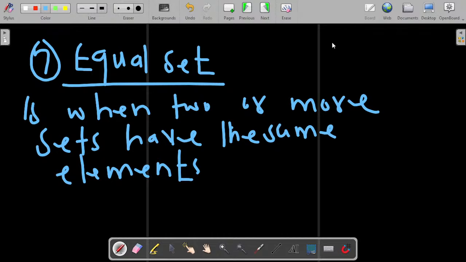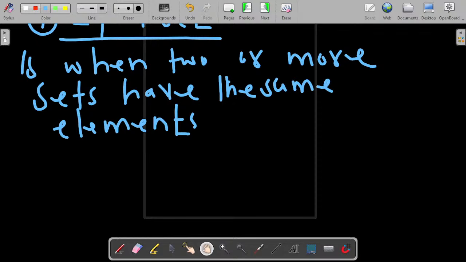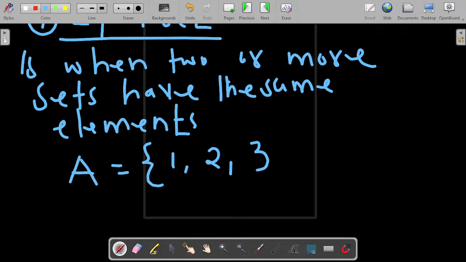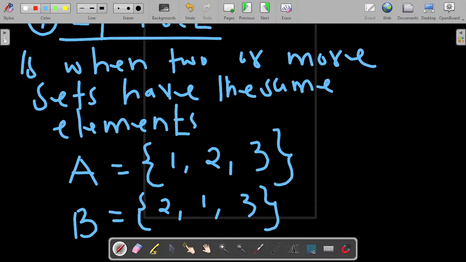Like I said, you need all these concepts to actually understand sets when we want to start using them. So for example, if I have a set A as 1, 2, and 3, and I have another set B as 2, 1, and 3, do they have the same elements?